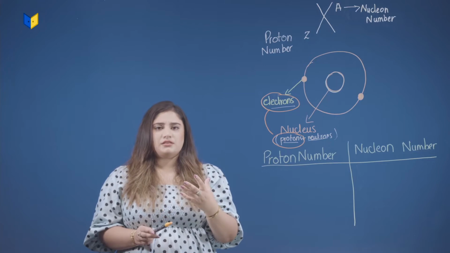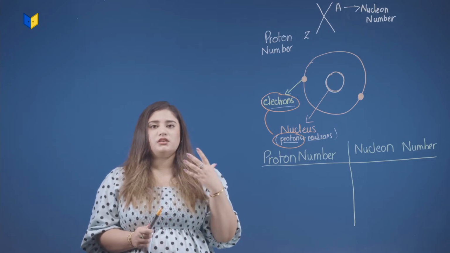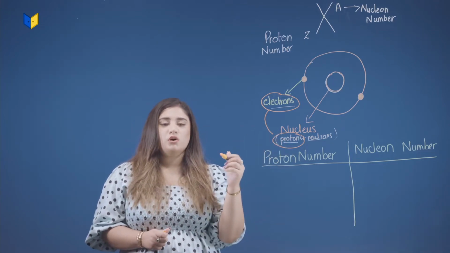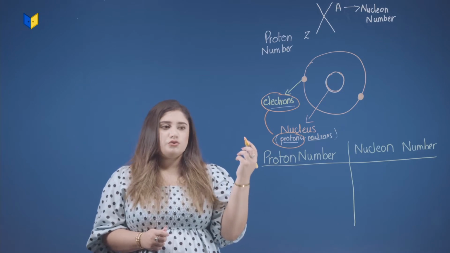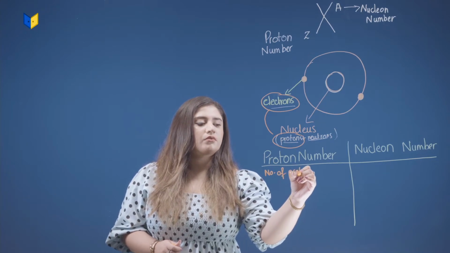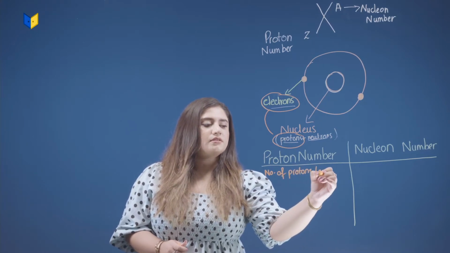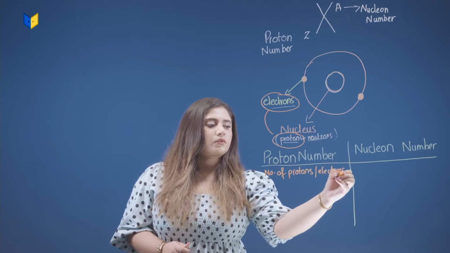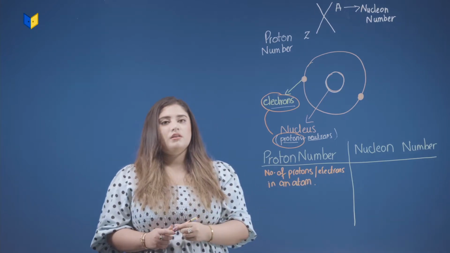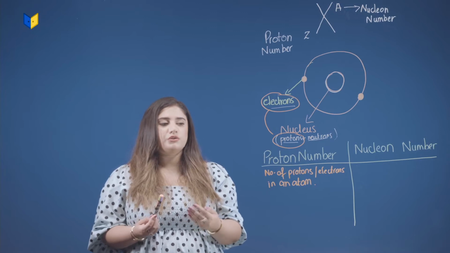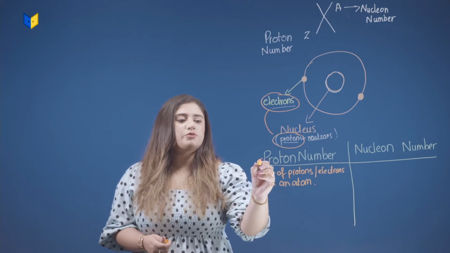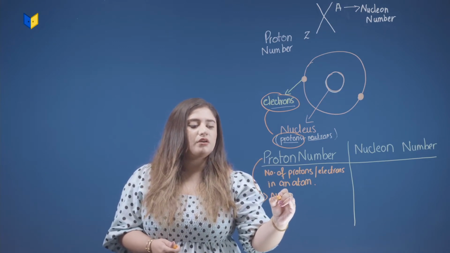So, this is known as proton number. Why? Because we know that whatever the number of protons is, the number of electrons is the same as well. So, proton number is the number of protons or electrons in an atom. This must be very clear to you, that they're always equal, so that is why it is known as proton number. And we can also write proton number as atomic number.